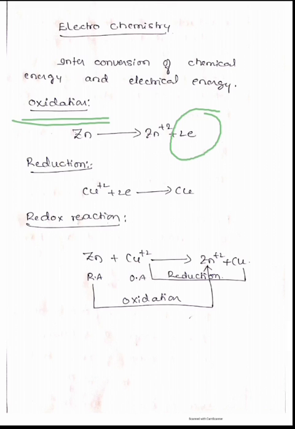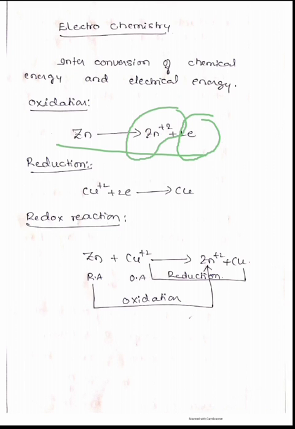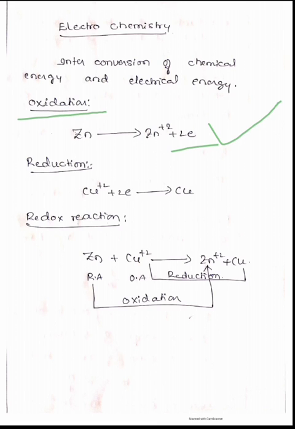the oxidation reaction. So for that, the example is Zn gives Zn2+ and 2 electrons. That means by the releasing of 2 electrons, two positive charges are produced in Zn. That is, Zn2+ ions are produced by the releasing of 2 electrons. So this process can be taken as oxidation process or oxidation reaction.